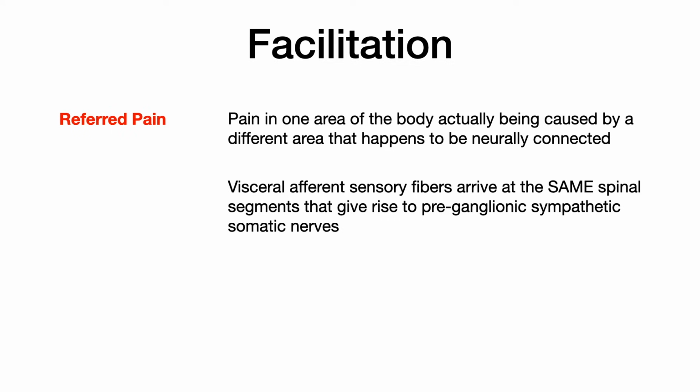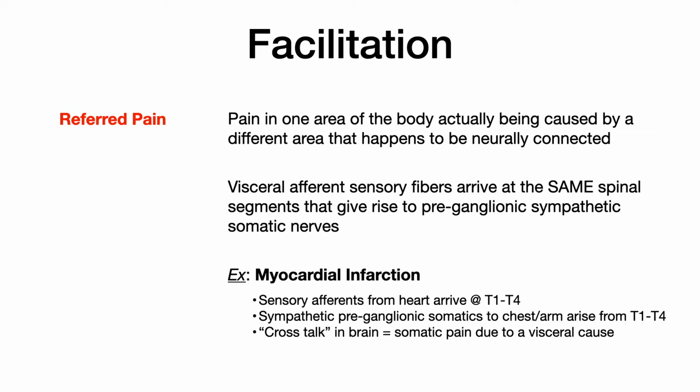And I know that that was a mouthful, so let me give you an example. Let's talk about somebody who's having a myocardial infarction. Sensory afferents from the heart arrive at the spinal segments that run from T1 to T4. But the interesting thing about T1 to T4 is that sympathetic preganglionic somatic nerves that go to the chest and to the arm come from T1 to T4 as well. And what happens is that the brain is sensing both the sensory afferents as well as some feedback from sympathetic preganglionic somatics that are going to the same spinal segments.